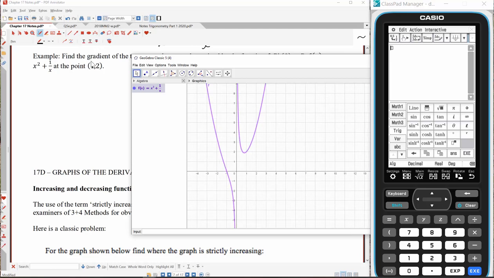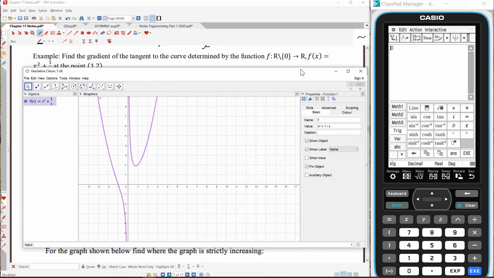And what they want us to get is the gradient of the tangent at the point 1, 2. So basically we want a tangent there, so we can see that the gradient of this tangent is going to be positive. I can even get a rough estimate of it. I think it's going to be about 1. m equals 1, that's my guess. Anyway, let's find out what calculus tells us.